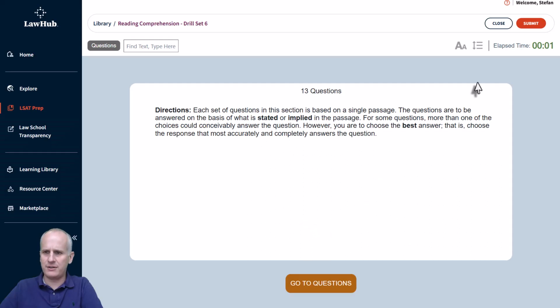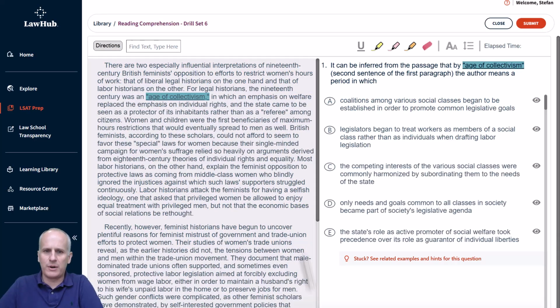It will take a moment to load, but as soon as you get here, you'll see that there's an elapsed timer. We are going to just turn that off. I probably do recommend just turning it off for the purposes of these drill sets because you're not going to have any set duration for almost like half of a section. And now we're going to click Go to Questions.